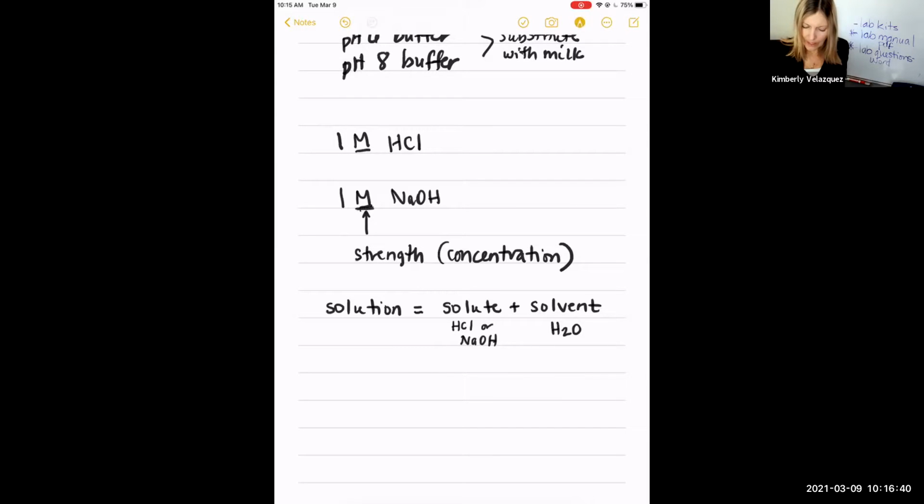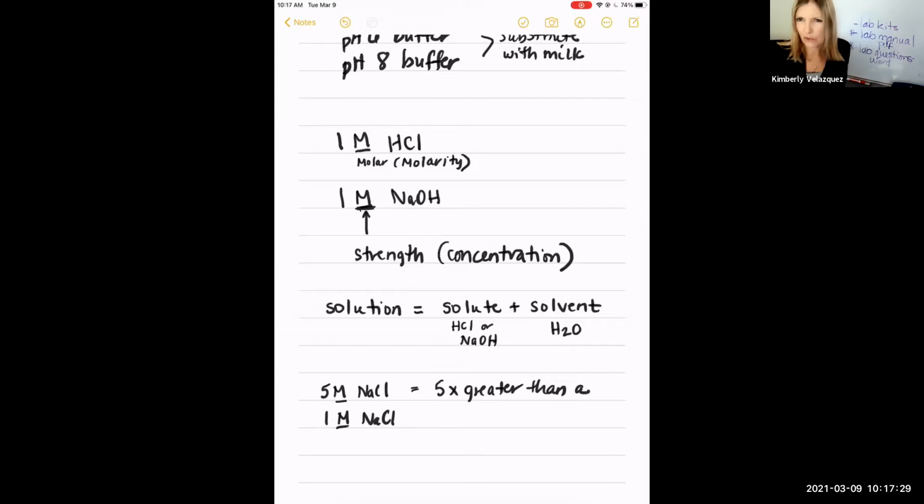What this underlined M is telling you, the word for that is molar, and it has to do with molarity. We talked about molarity a little bit in the properties of water lecture. Molarity is telling you the strength of that solute. As we move toward talking about the cell starting next week, we're going to be talking about how materials move across cell membranes, and this term molarity is going to come up over and over. If I have a 5 molar sodium chloride concentration, that's 5 times greater than a 1 molar sodium chloride concentration. So it's just telling you something about the strength.